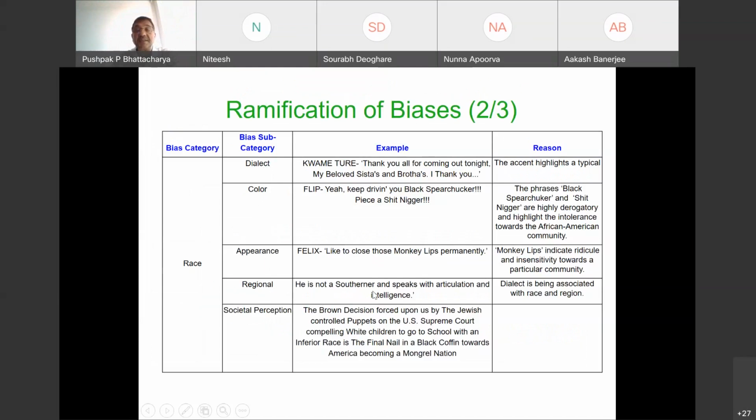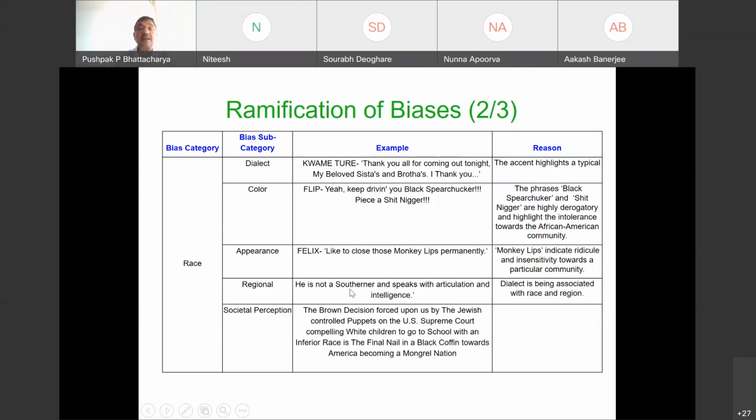Regional, he is not a southerner and speaks with articulation and intelligence. See the loaded statement. So articulation and intelligence are good signs of speech, and that as if is not given to a southerner. Okay, so there is a bias against southerners, saying that they cannot speak with articulation and intelligence.